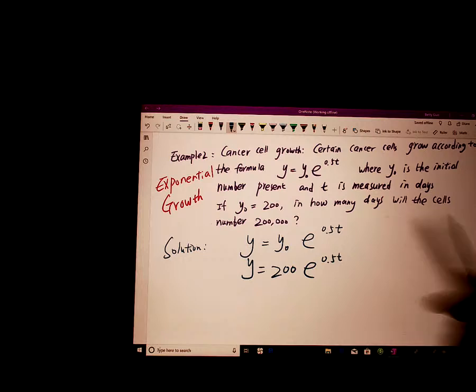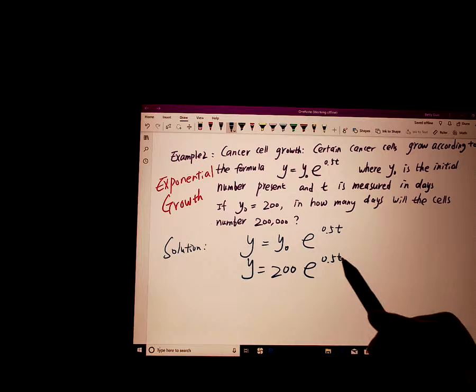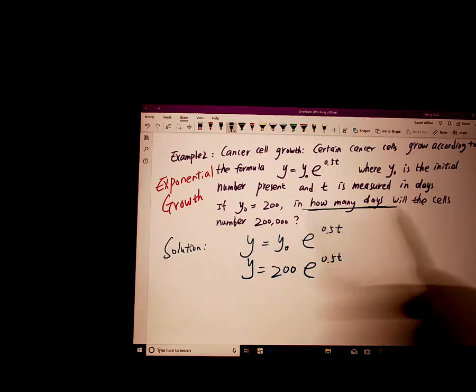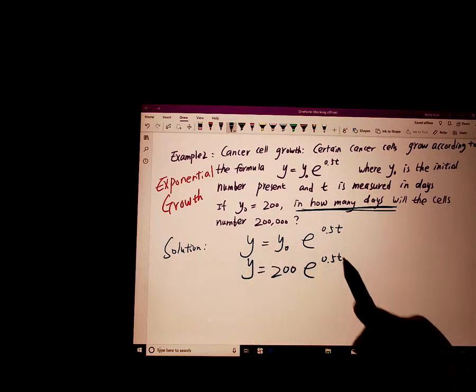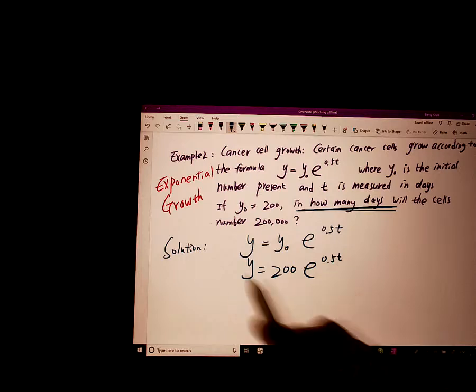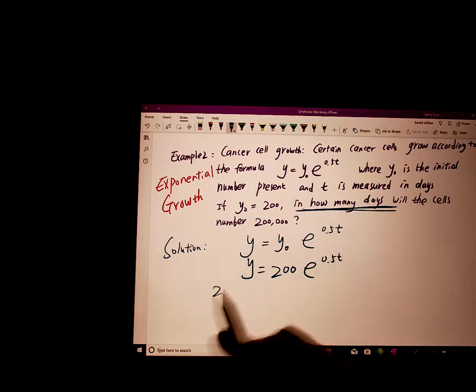In how many days will the cells number 200,000? So we are looking for t, right? The goal here is looking for the time. In how many days would the cells increase to 200,000? Suppose after t days, the y would be 200,000.